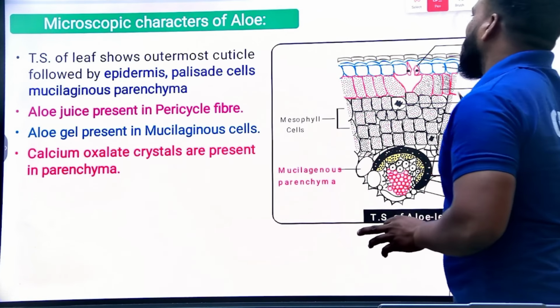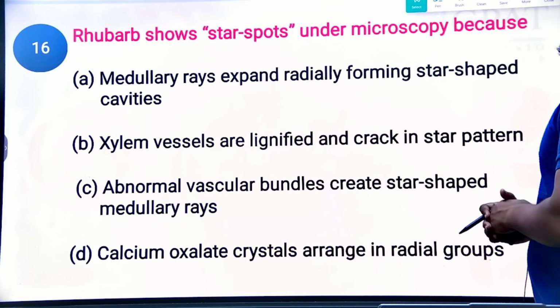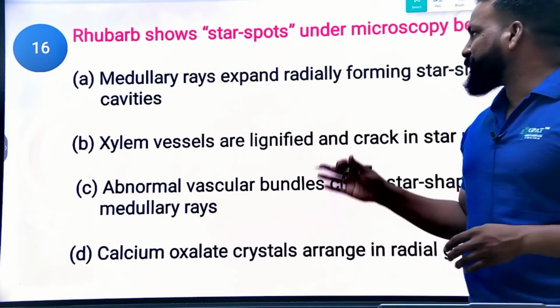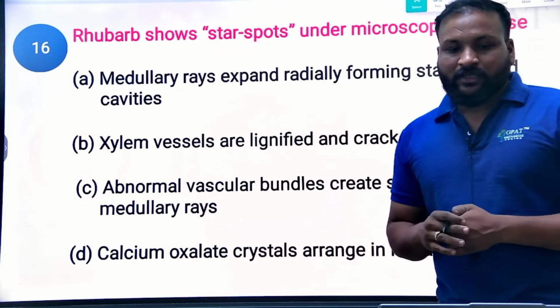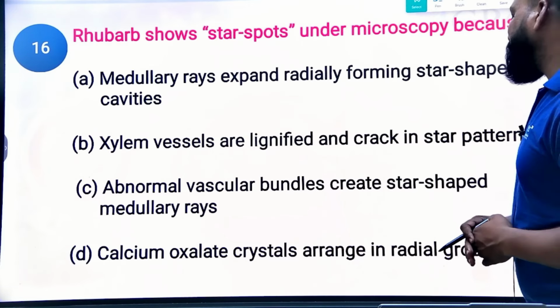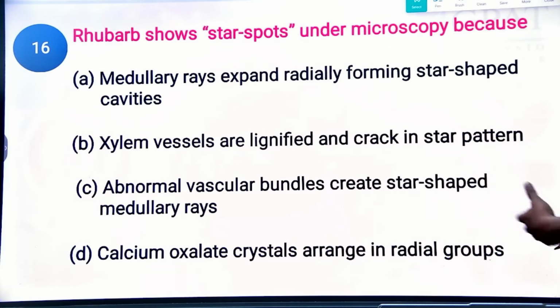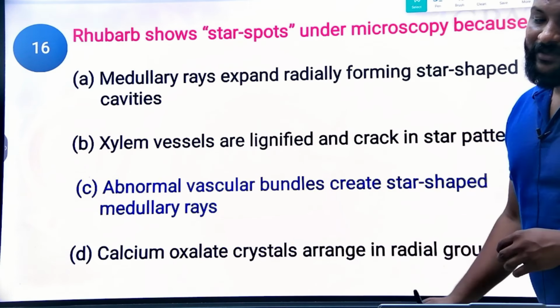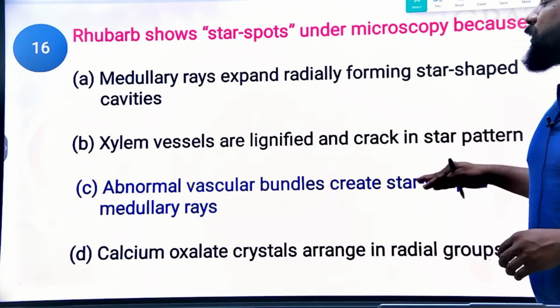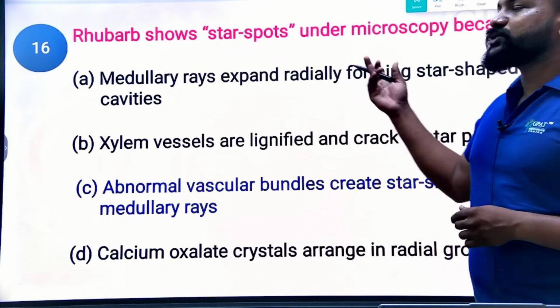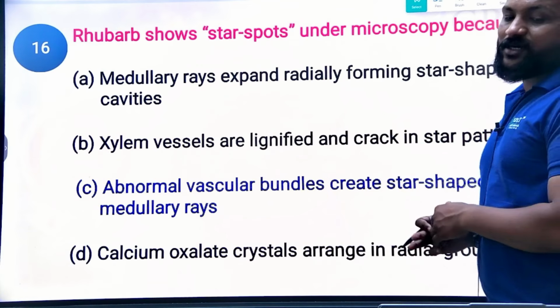Next question. Rhubarb shows star spots under microscopy because of which of the following reasons? Medullary rays expand rapidly, forming star-shaped cavities. Xylem vessels are lignified and cracked in a star pattern. Abnormal vascular bundles create star-shaped medullary rays and calcium oxalate crystals arranged in a radial group. So what is the right answer? The star spots are due to abnormal vascular bundles that create star-shaped medullary rays.